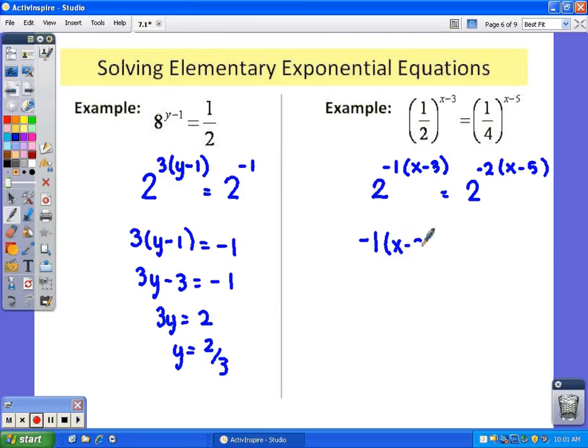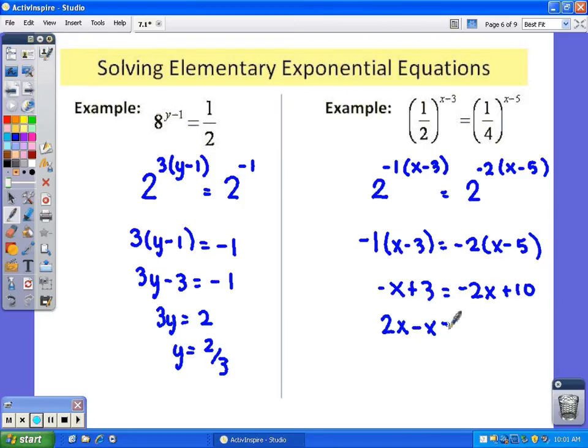So I'll take both exponents, set them equal to each other, and work from there using our distributive property. We need to get those x terms together, so I'll add 2x to both sides and subtract 3 from both sides. So that would leave us x is equal to 7.